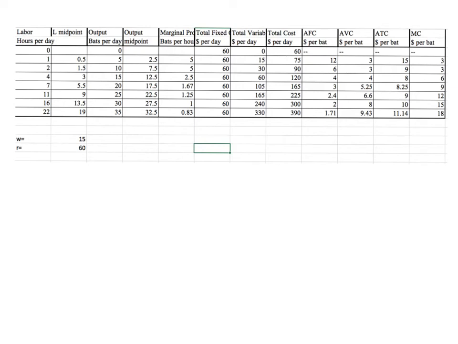Let's finish the wrap-up of application exercise 3-4. We talked in class about how to fill in this table given just information on the wage rate and on the cost of capital. I calculated the marginal product, just the change in output divided by the change in labor input.